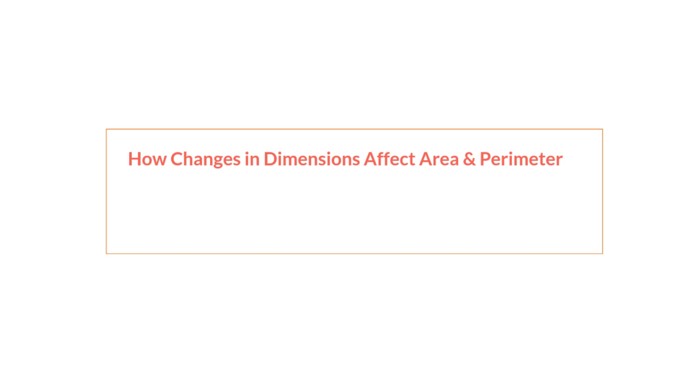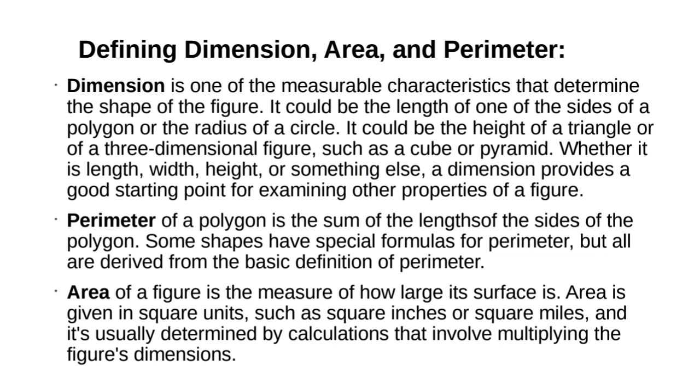First, let's review some concepts such as area and perimeter. Let's start with dimensions. Dimension is one of the measurable characteristics that determine the shape of the figure. It could be the length of one of the sides of a polygon or the radius of a circle. It could be the height of a triangle or of a three-dimensional figure such as a cube or a pyramid. Whether it is length, width, height, or something else, a dimension provides a good starting point for examining other properties of a figure.